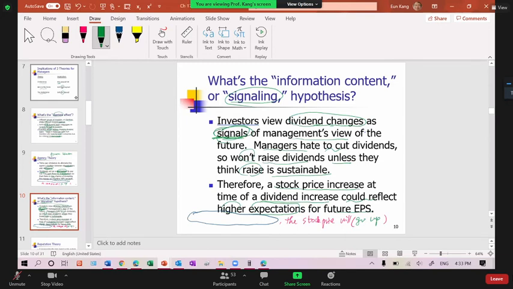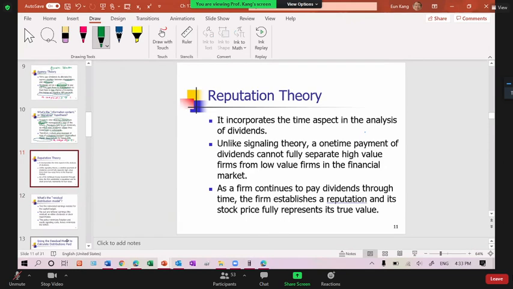And finally, my theory. I told you that I have my own theory, right? All the previous theories are what? One-time, just the one-period theory. So this one is what? A multi-period model. So all the previous models are one-period models. But this one is multiple, and a one-period model is not enough to explain dividend.